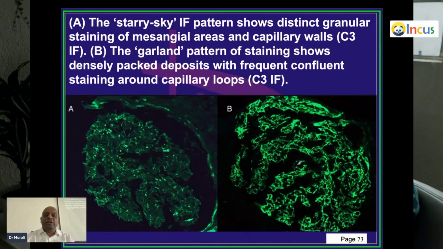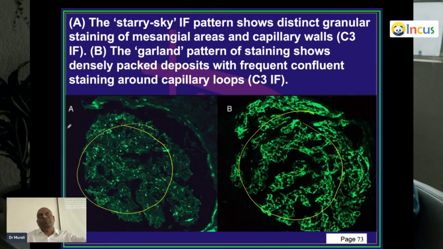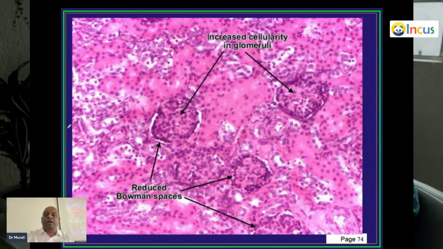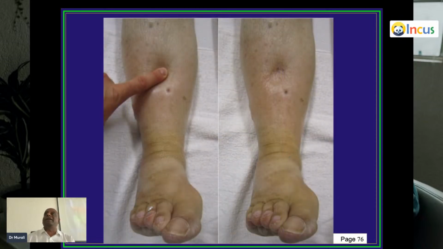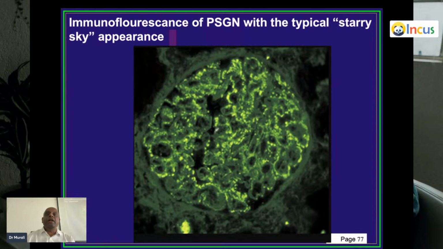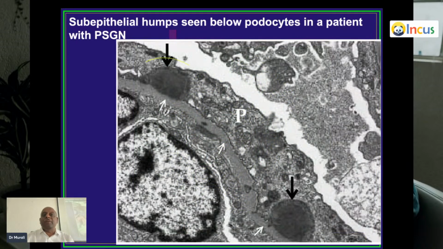This once more shows the starry sky appearance in PSGN. And this is what? The Bowman space is reduced because the GBM is all infiltrated with immune complex deposits, and there is increased cellularity in the glomeruli. This is that Coca-Cola colored urine due to nephritis in PSGN. PSGN also leads to facial edema. And immunofluorescence in PSGN has a starry sky appearance. One more example of what? Subepithelial humps seen below the podocytes in a patient who has PSGN.